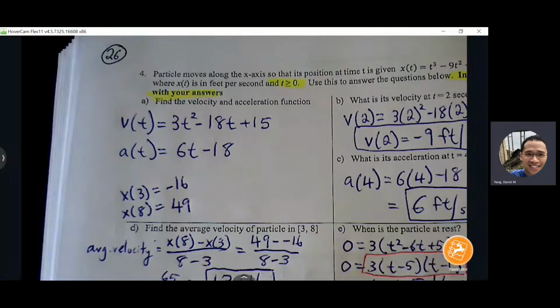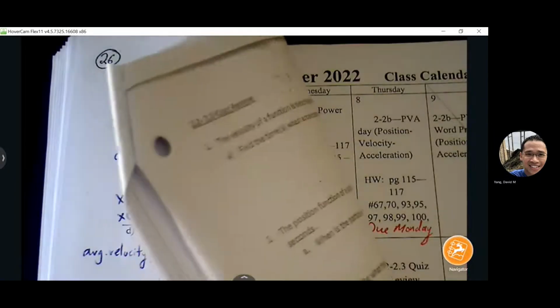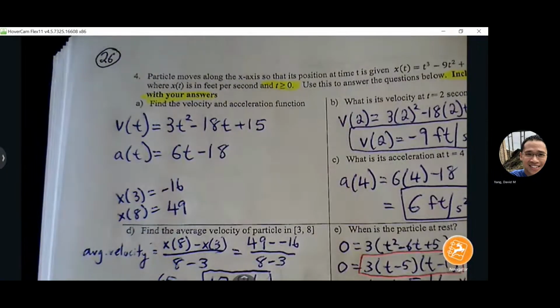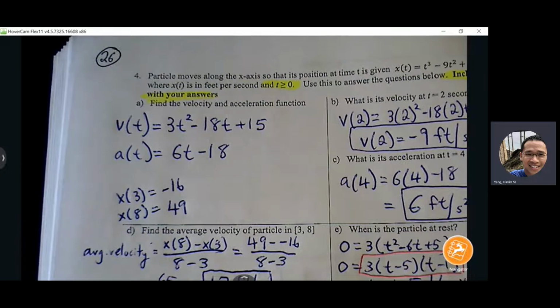All right, you guys can turn to page 26 in your packet. We're gonna finish up with particle motion, with this review. Then we'll start chain rule. And tomorrow we'll do another review for 2.2 and 2.3. Chain rule is not gonna be on the quiz, but I do wanna start going over that topic. But let's finish up on page 26 first.